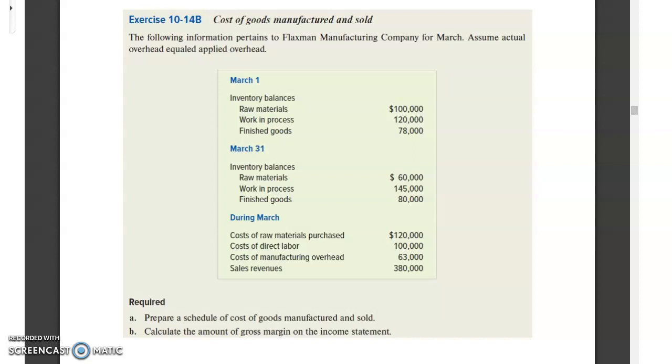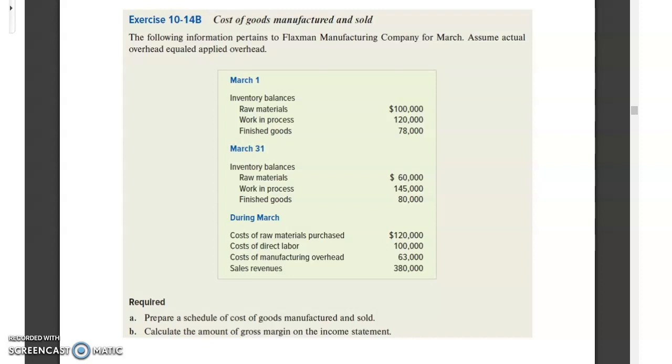Hello. Today I'm going to walk you through a statement or a schedule of cost of goods manufactured and sold. First of all, this is not a financial statement. The financial statements are still balance sheet, income statement, statement of stockholders' equity, and statement of cash flows. This is an internal schedule that companies use to determine how much they manufactured during this time and how much of that was sold during this time.